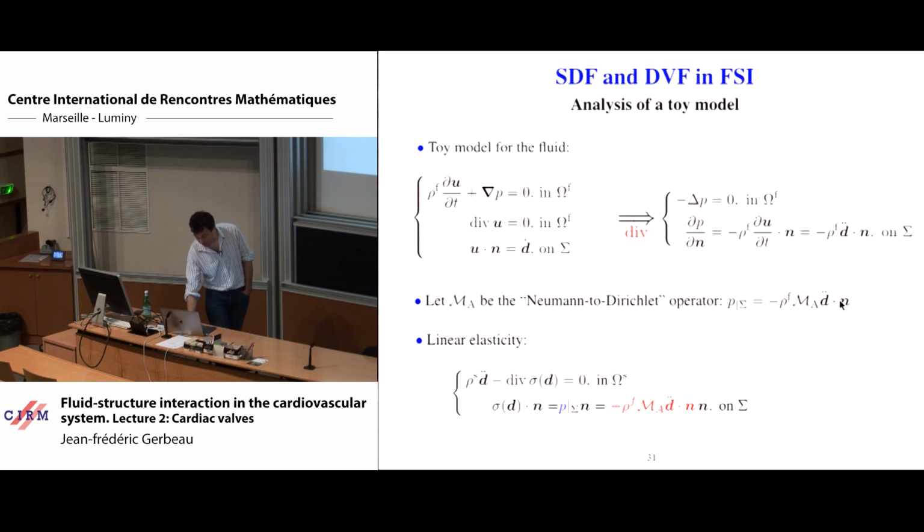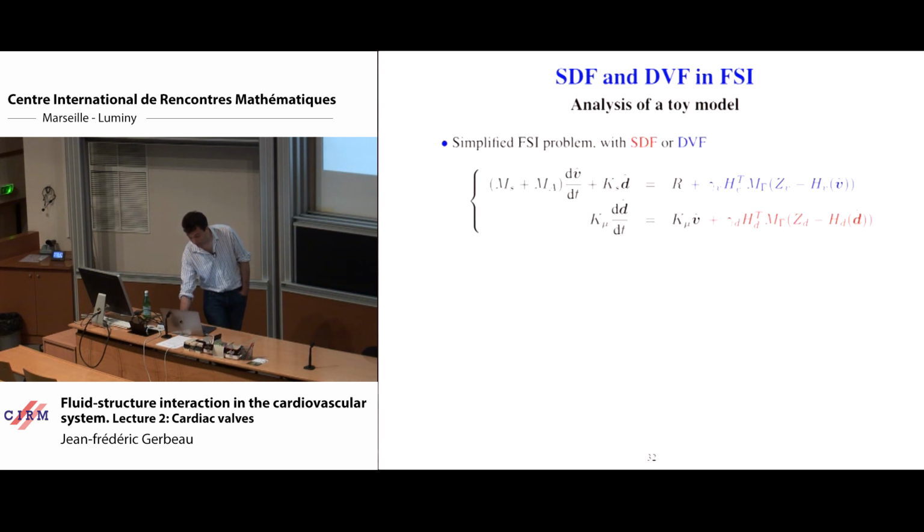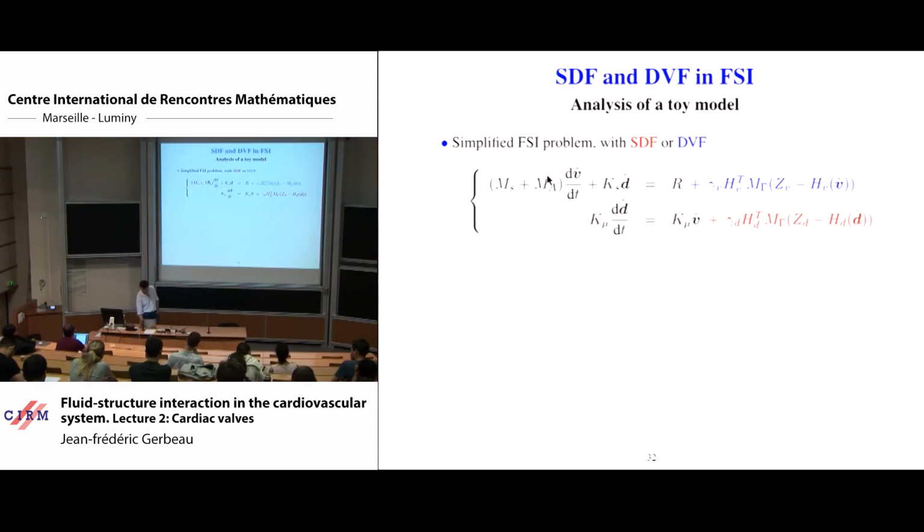And as yesterday, this can be used to replace the boundary condition on the solid with this Steklov-Poincaré operator, and therefore to write the fluid structure problem in a compact form, where on top of the classical mass matrix of the structure, you have this non-local Steklov-Poincaré operator that multiplies the acceleration of the solid. So this will be our toy problem.